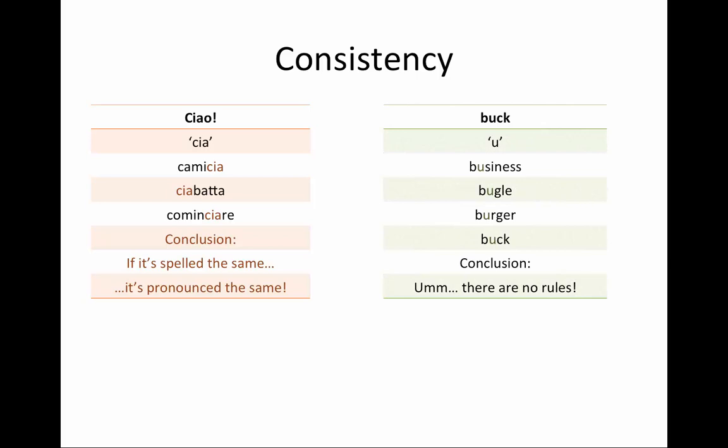Look at English, on the other hand. Look at the word buck. It's spelled with the letter U. That letter U can be pronounced all kinds of different ways, depending on the context. For example, you have business, bugle, burger, buck. Four different ways to pronounce the letter U. So in English, probably we shouldn't say there are no rules, because I know there are rules, but they're so complicated and the variations are so wild that for all intents and purposes, it's as if there were no rules. Italian is not like that.